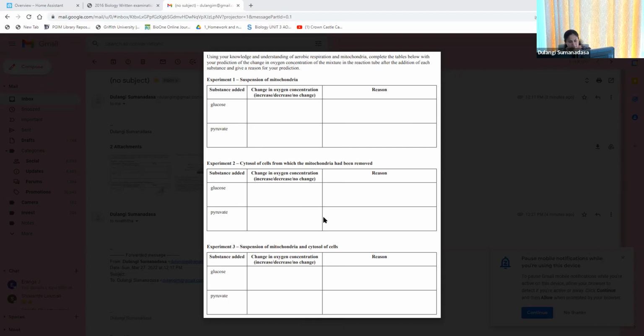Is it clear? This is one of the most complex questions I have seen. Is experiment 2 clear? Okay, let's go to experiment 1.